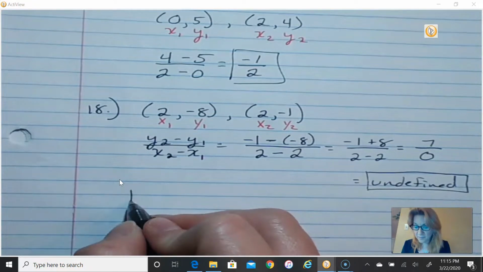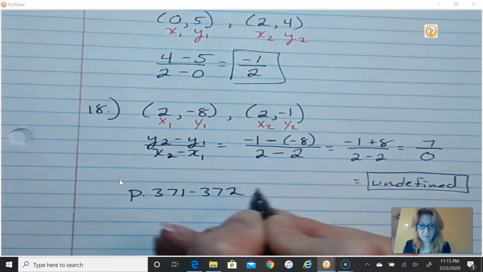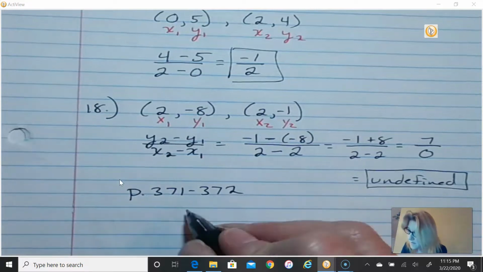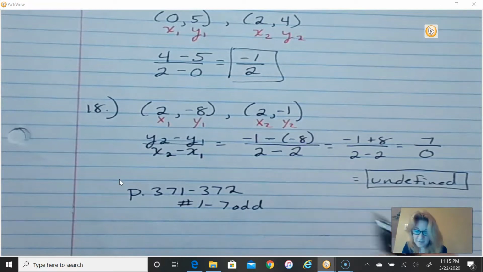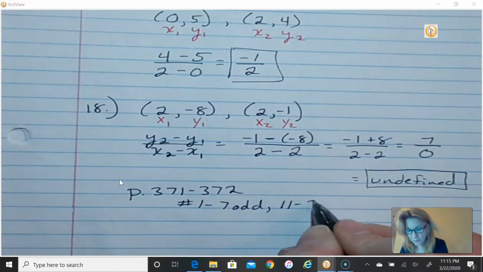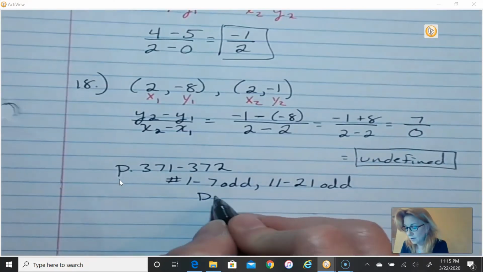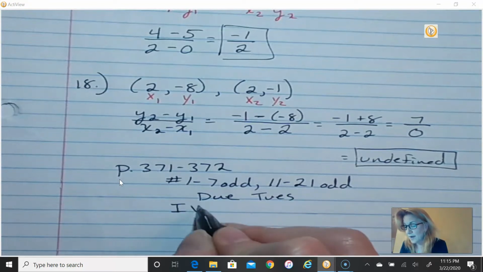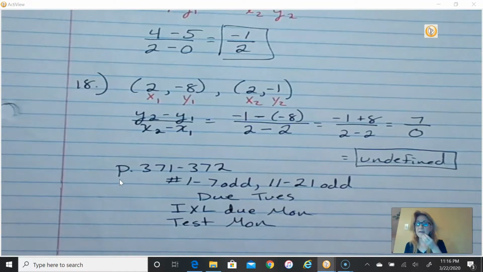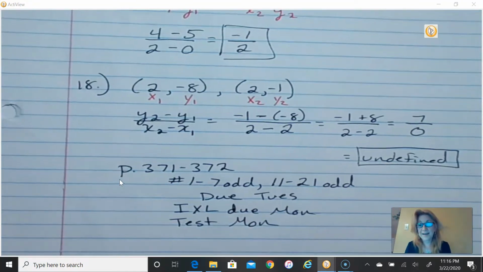Okay, before this thing cuts me off, your homework is 371 to 372, 1 through 7 odd. I'm sorry I rushed at the end. I don't want it to cut me off. 1, 2, 3, 4, 5, 6, 7, 8, 9, 10. Perfect. 11 through 21 odd. That's 10 problems. I think you're good to go with 10 problems. It's due Tuesday. You also have IXL due Monday, and you have a test scheduled for Monday. Okay? All right, so I gotta let you go because it's gonna be running out.